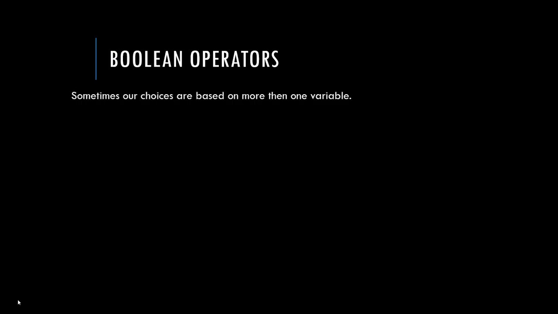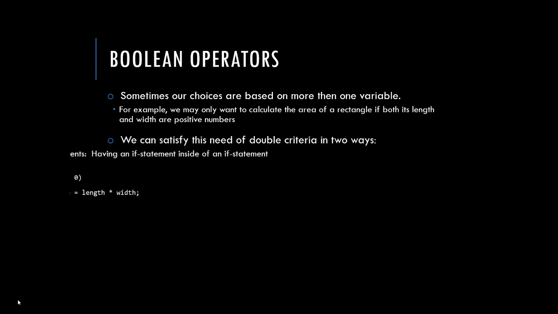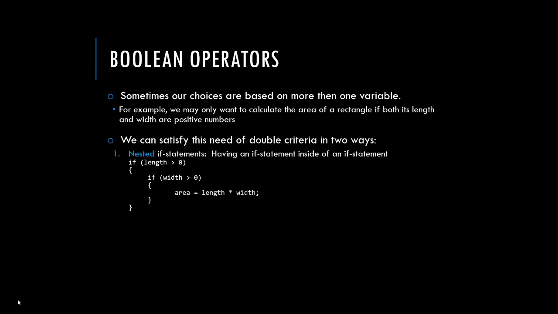This brings us to Boolean operators. Sometimes our choices are based on more than one variable. For example, we may only want to calculate the area of a rectangle if both its length and width are positive numbers. We can satisfy this need of double criteria in a couple of ways. The first is using nested if statements, so having an if statement inside of another if statement.